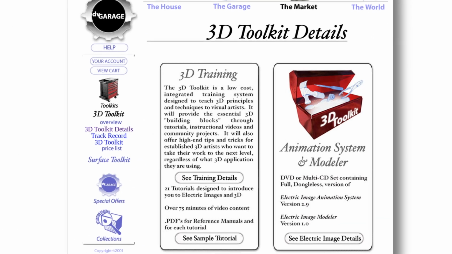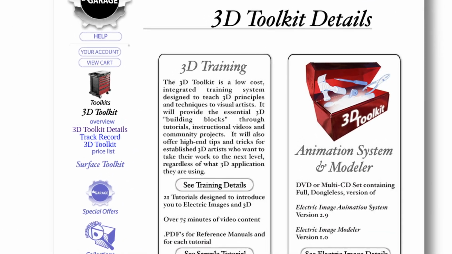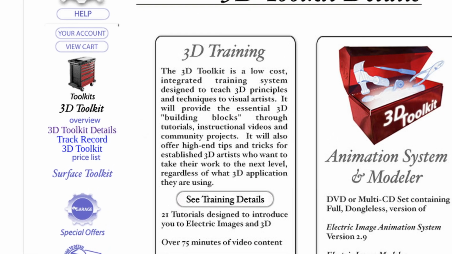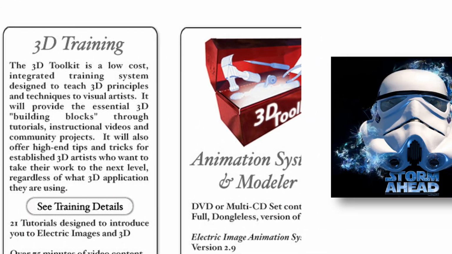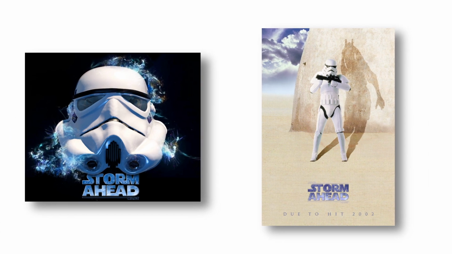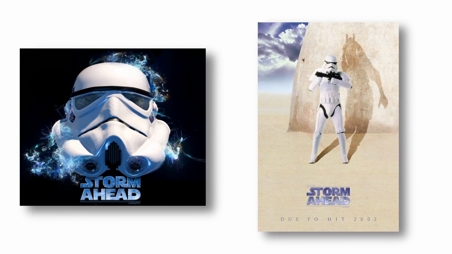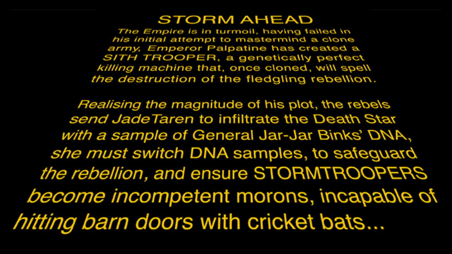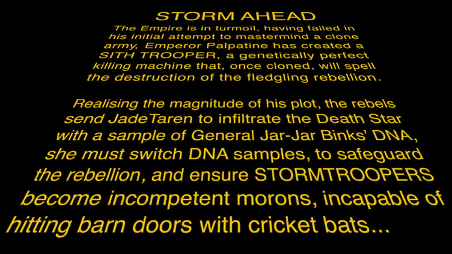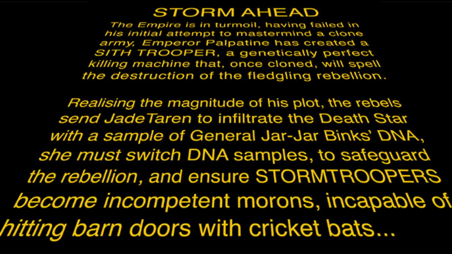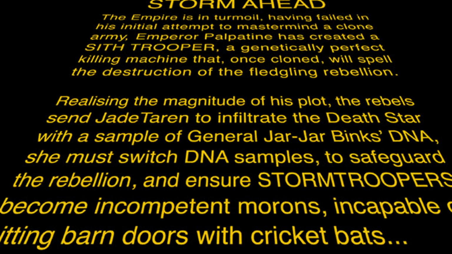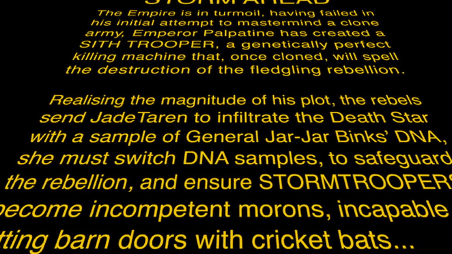The tutorials the 3D Toolkit came packed with quickly allowed David to get up to speed on the whole CGI pipeline, allowing him to start producing some incredible-looking shots for his fan film, now called Storm Ahead. His goal with Storm Ahead was to make a roughly 6-minute film that was shot entirely against green screens that told the tale of a Rebel Alliance Jedi who was infiltrated into the Clone Trooper production facility, with the goal of putting some of Jar Jar Binks' DNA into the process, ensuring that all future stormtroopers would be incompetent and unable to, for example, shoot straight.